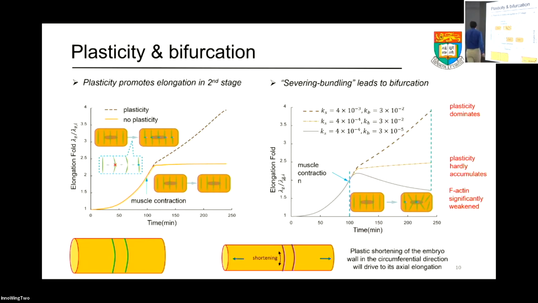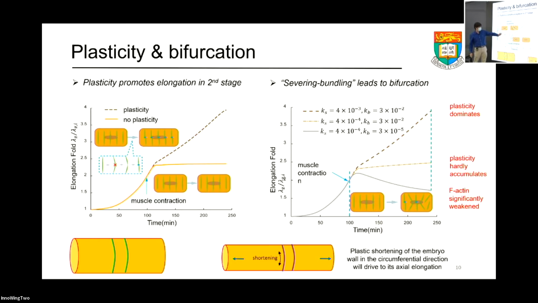The second stage is similar. That means from the two-fold increase to the four-fold increase. Now at this point, what will happen is that, like I said, the muscle contraction will be generated in the middle.